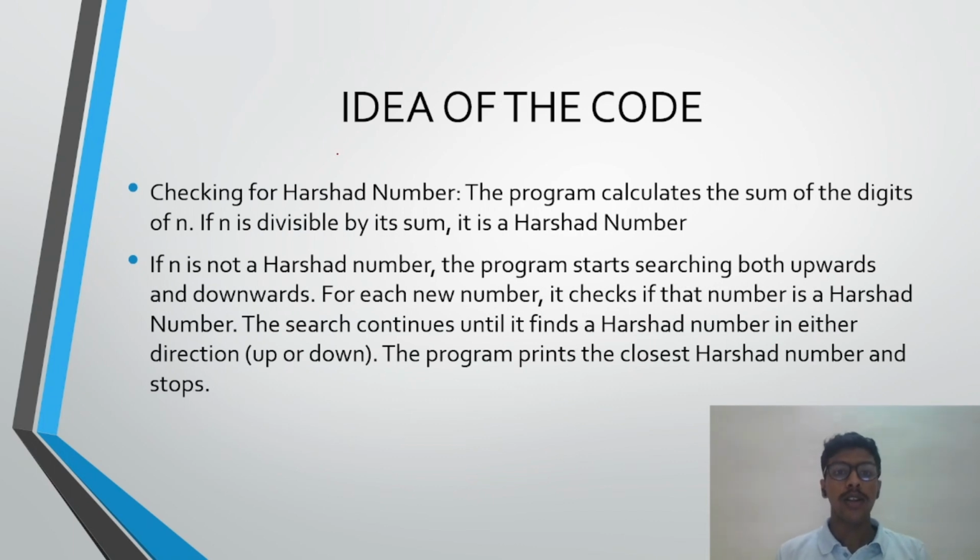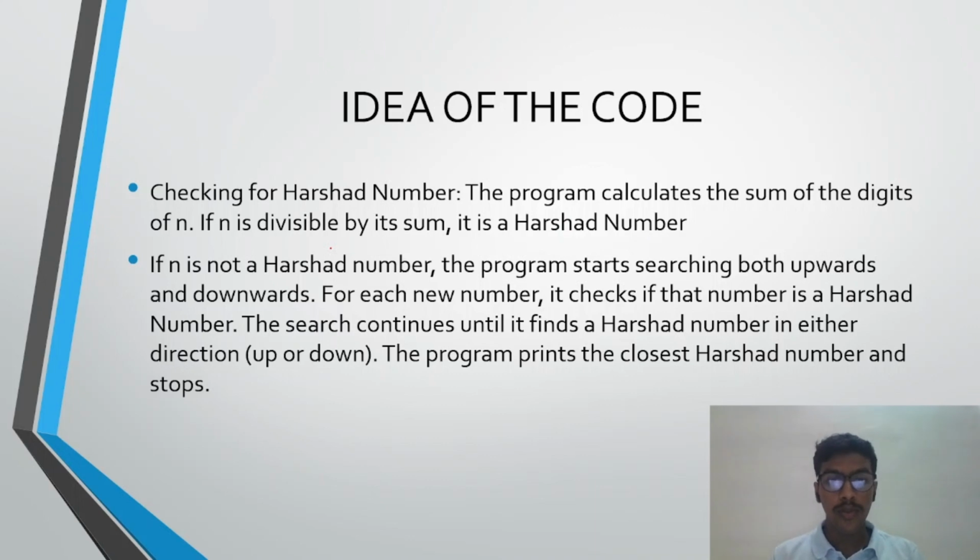So how do we write it in code? For the code, we first use a function which calculates the sum of its digits, and then we check if a number is a Harshad number by dividing it by the sum of its digits. If n is a Harshad number, it would be divisible by the sum of its digits.